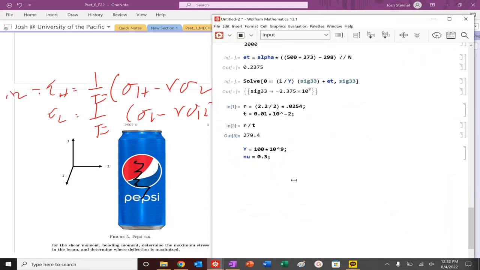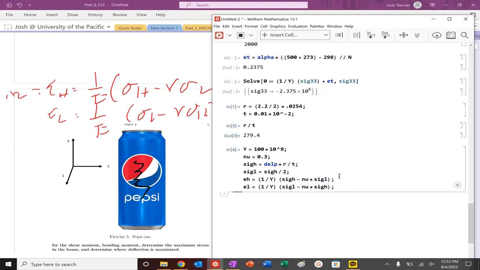Let's start the solving. Sigma h equals delta p times r divided by t. Sigma l equals sigma h divided by 2. I'm just going to do delta p. I know that my epsilon h equals 1 over E times sigma h minus nu times sigma l. And then I know that my epsilon l equals 1 divided by E times sigma l minus nu times sigma h. All right, got that here.